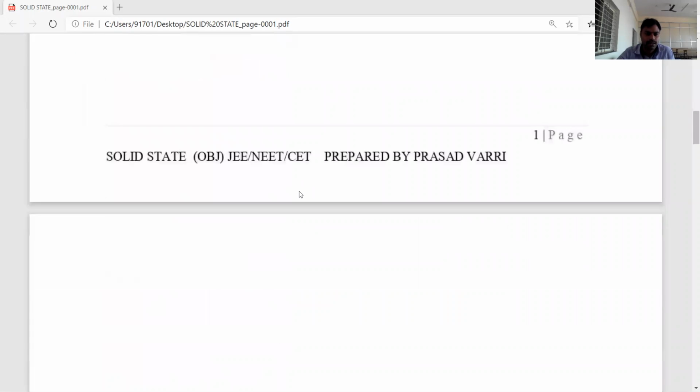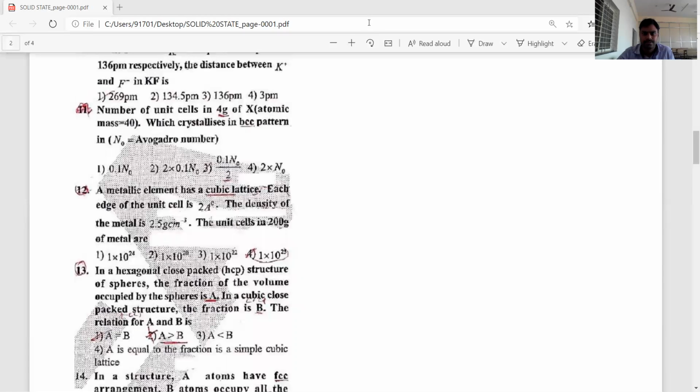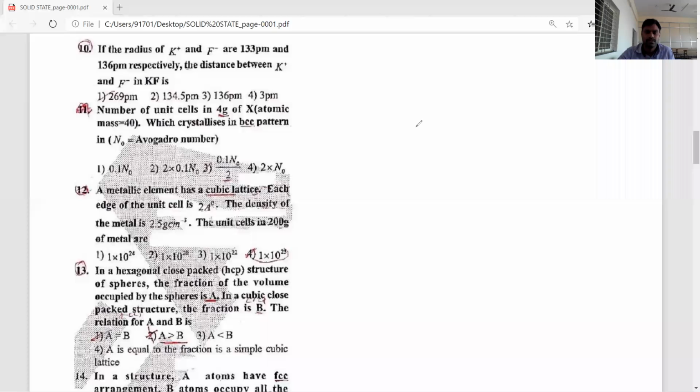Let's see the next question, the 10th one. Let's see what they asked. The 10th one is K plus and F minus. K plus F minus forms KF. KF is a type of NaCl structure. It is very clear.